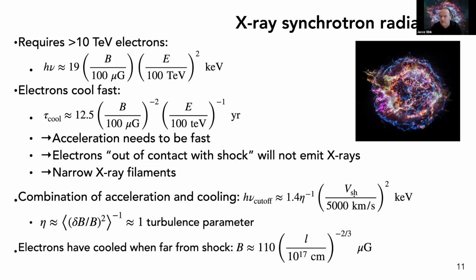This immediately tells you that you only expect X-ray synchrotron radiation if the shock velocities are very high, right? If this falls below, say, 3,000 or 2,000 kilometers a second, the cutoff energy, where the spectrum should slope over, is below 1 keV, and you don't expect X-ray synchrotron radiation anymore. The other thing that it immediately tells you is that in order to get X-ray synchrotron radiation, the turbulence factor, this eta, this gyroradius factor, must be very small. 1 is the smallest, but then you get for sure X-ray synchrotron emission. But if you have, say, an eta of 10 or 100, you don't expect any X-ray synchrotron emission.